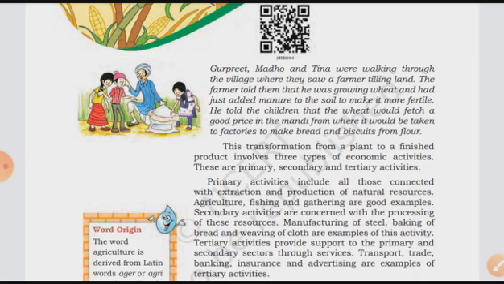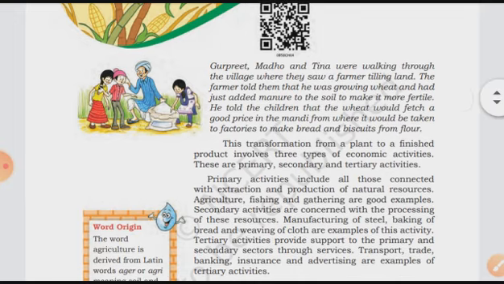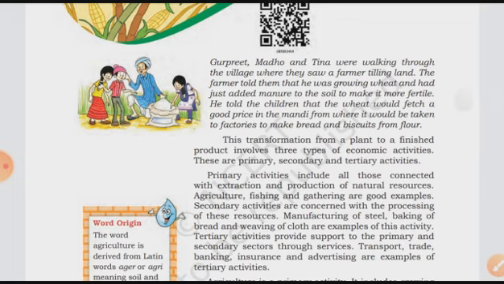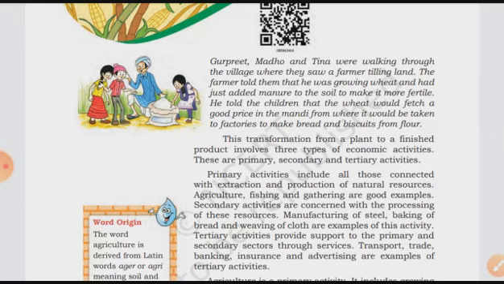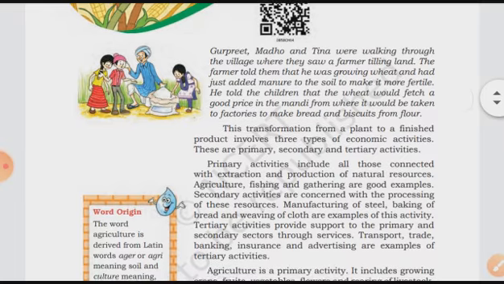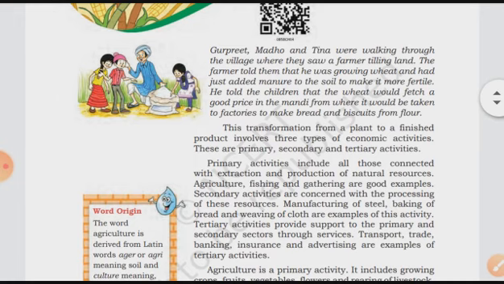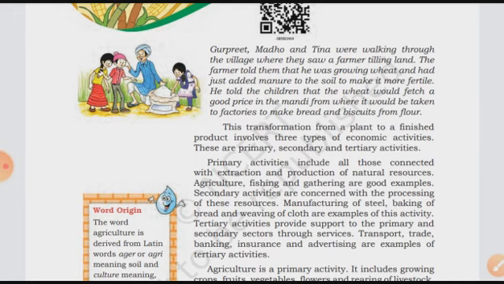Gurpreet, Madhav and Tina were walking through the village where they saw a farmer tilling land. These were three persons named Gurpreet, Madhav and Tina. They were walking through a village where they saw a farmer busy in a farming activity, tilling his land. The farmer told them that he was growing wheat and had just added manure to the soil to make it more fertile. So they went to the farmer and asked him.